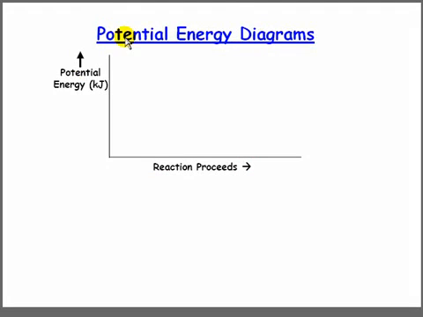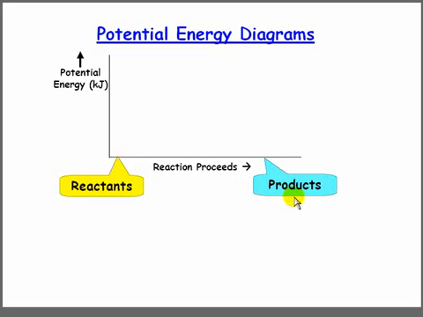We can now look at a little graph, and this is a very important graph we're going to be spending some time on. It's called the potential energy diagram. On the y-axis we have potential energy, low and going up, and on this axis we have reaction proceeds. This is sort of like a time axis for the reaction. On the left we have the reactants, and on the right we have the products.